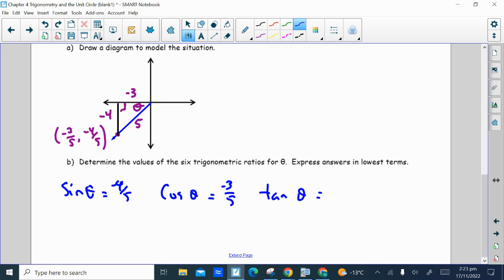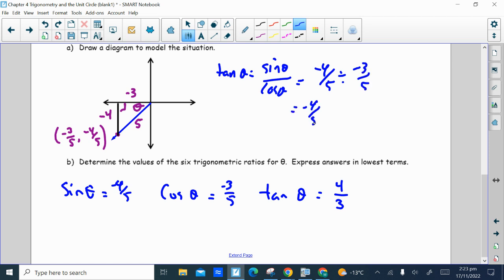The tangent is opposite over adjacent. It'll be negative 4 over negative 3, and a negative divided by a negative is a positive. So you could get it that way from the triangle. You could also get it from the 2 points by remembering that tan theta is sine theta divided by cos theta. The sine is negative 4/5 divided by the cosine, which is negative 3/5. We divide fractions by multiplying by the reciprocal. The 5's cancel, and you'll have negative 4 over negative 3 or positive 4/3. So either way, you'll get the same value for the tangent.